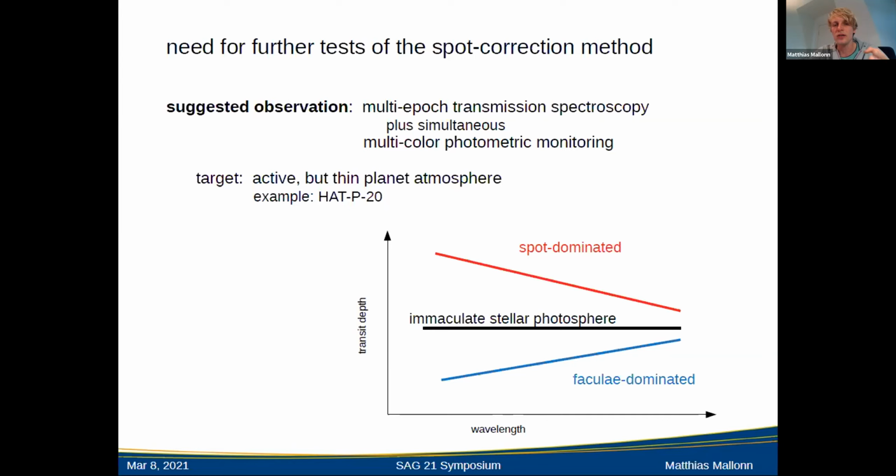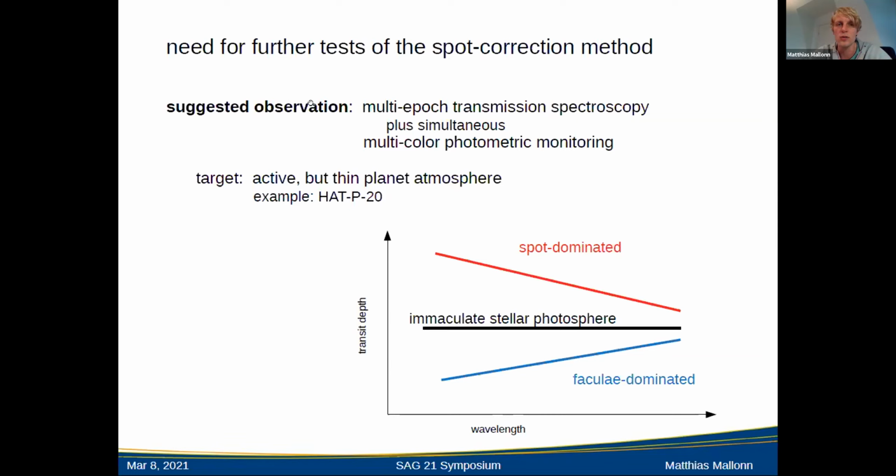Unfortunately, though this work is now 3 years ago, I haven't seen many other examples like this of multicolor photometric monitoring and simultaneous transmission spectroscopy in the optical, where you could compare the results on the spot properties you get from these two different techniques. And therefore, I think there's a need for further tests of the spot correction method.